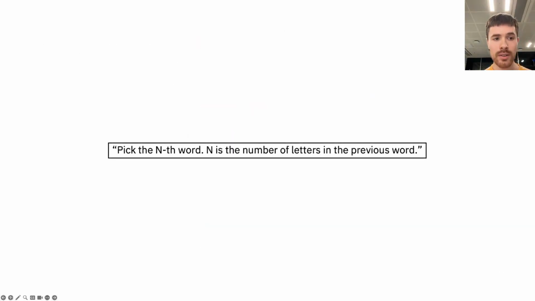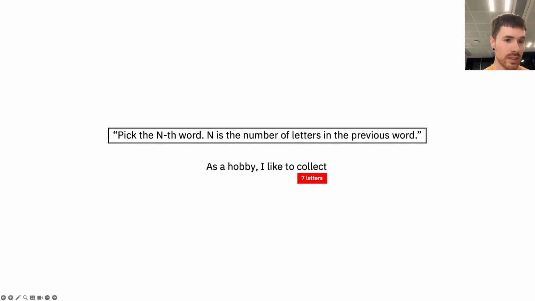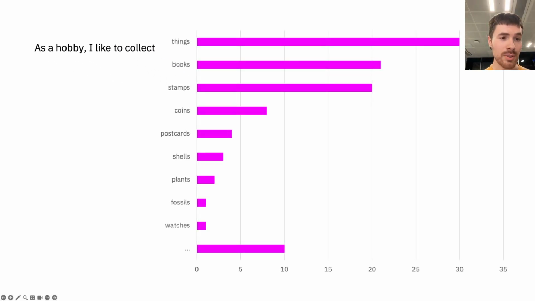Now, what a watermark does is that we pick a rule for our choices. It could look like this. For example, you pick the nth word. And how do you choose n? Well, n is going to be the number of letters in the word preceding that word. So, for example, as a hobby, I like to collect, and collect has 1, 2, 7 letters, right? So 7 letters, that means I need to go to my probability distribution here, and I start counting. Things, books, stamps, coins, postcards, shells, plants. Plants, okay, that's the 7th word, that's my choice.